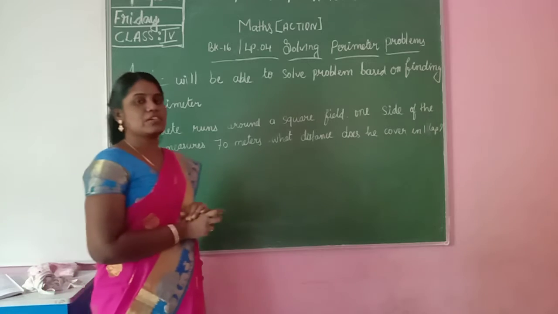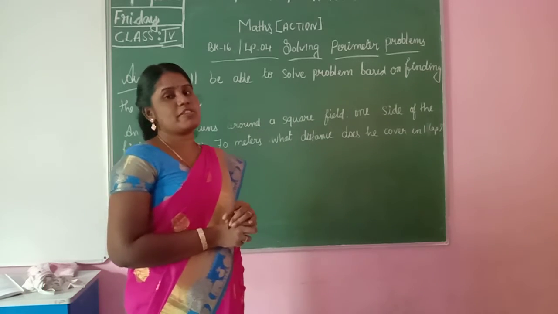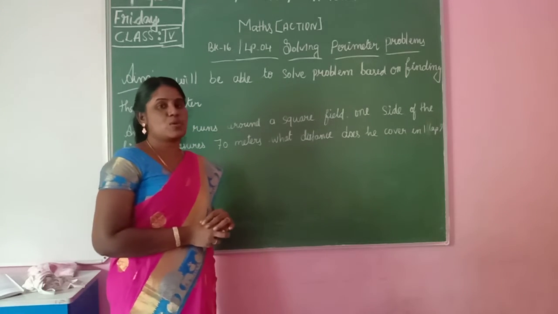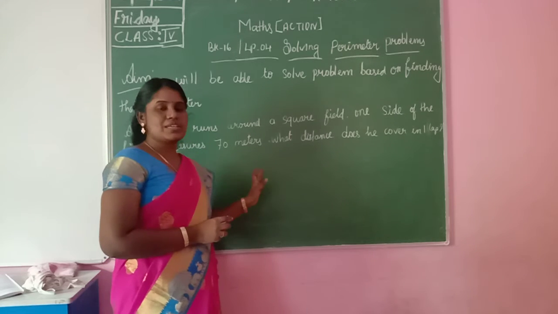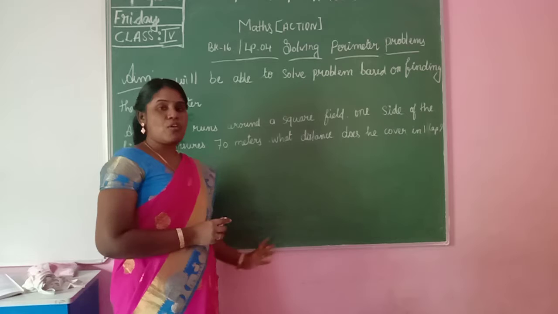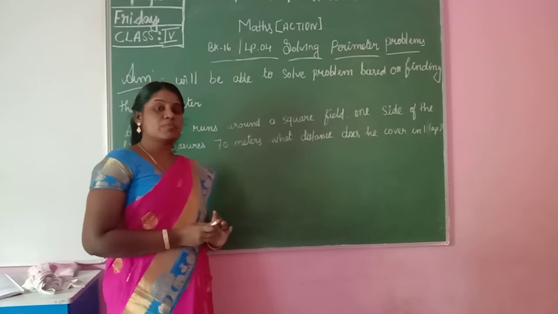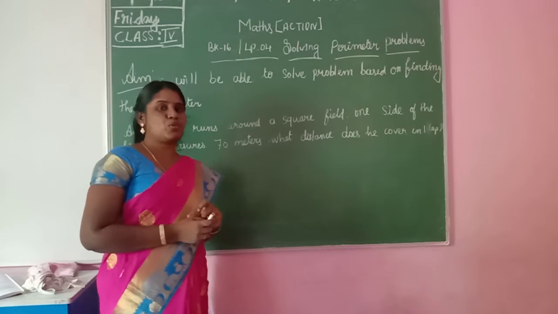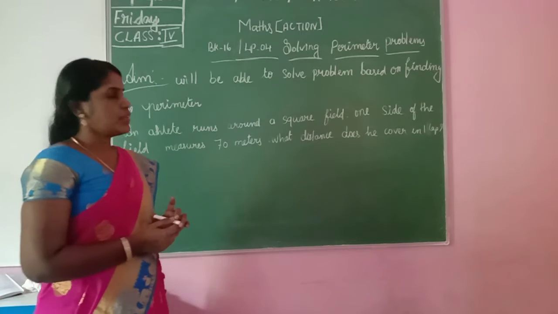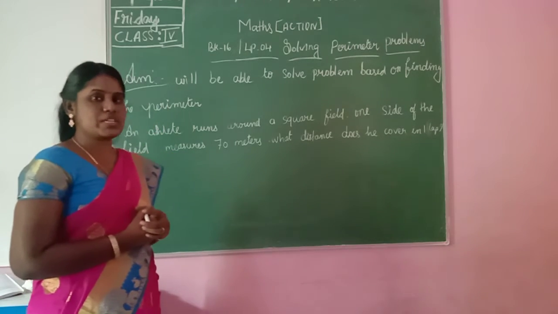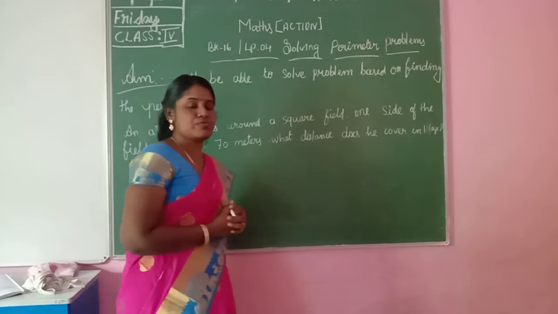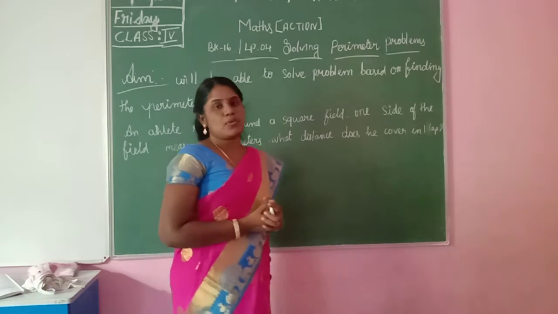In the last class we learned how to find the perimeter. Perimeter formula, do you know children? Yes, we need to add the sum of all the sides. We add the length of all the sides and we get the answer, that is the perimeter of this shape. Today they will give some story problems. We need to read the stories, then analyze, then solve the problems.